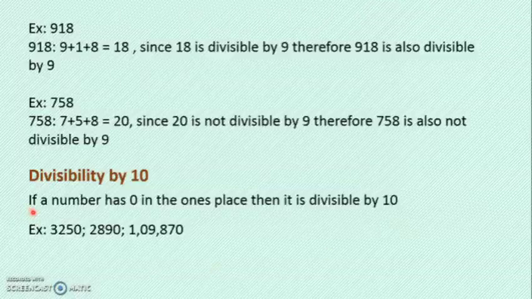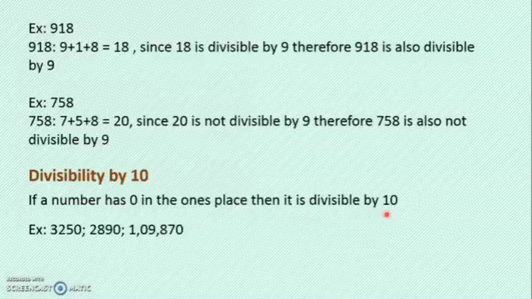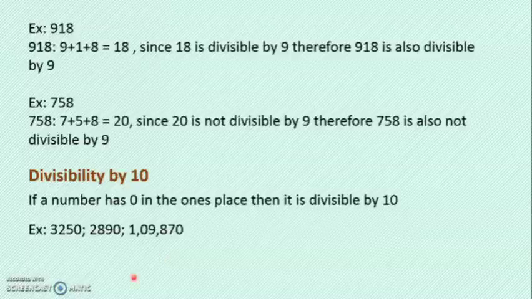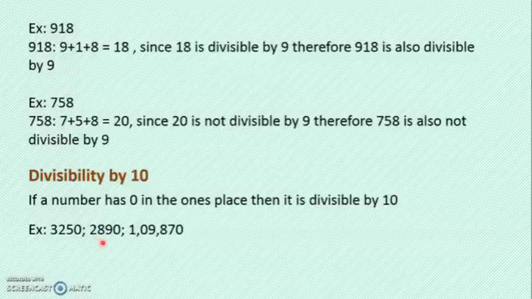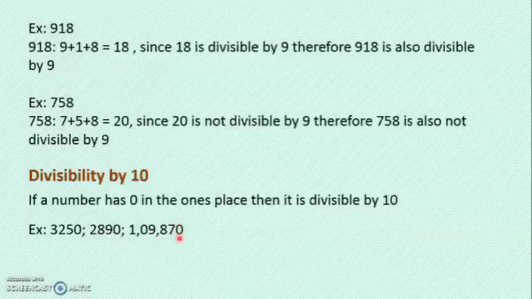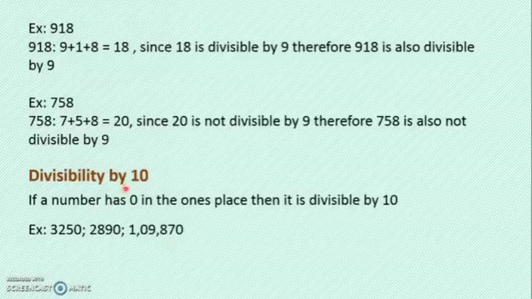What is the rule? If a number has 0 in the ones place, then it is divisible by 10. Here are some examples given. First one is 3250. See, the last digit over here is 0. 2890. 1,09,870. All are having 0 at the end. So these numbers will be divisible by 10.